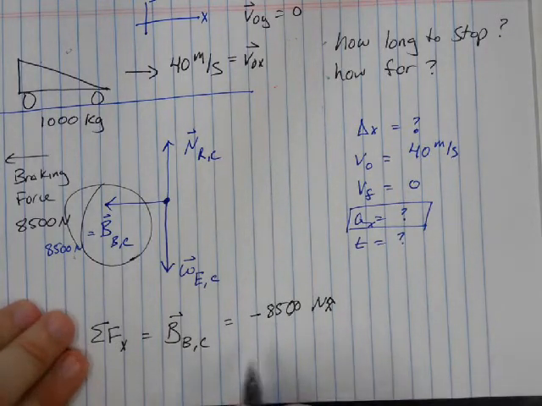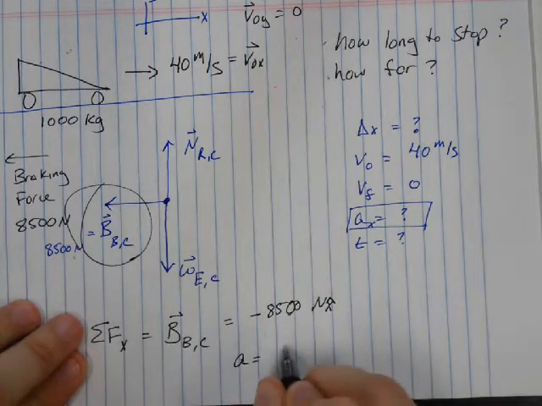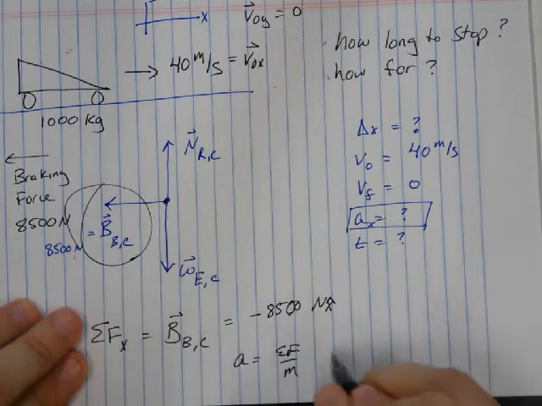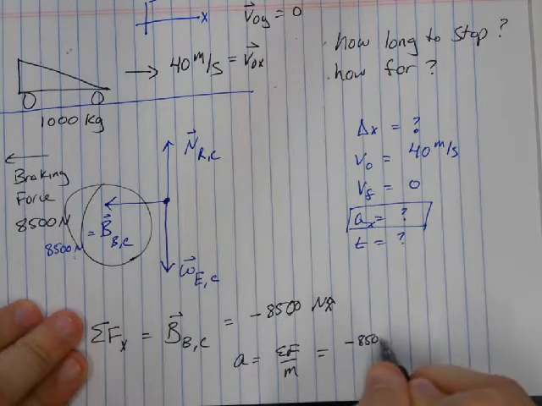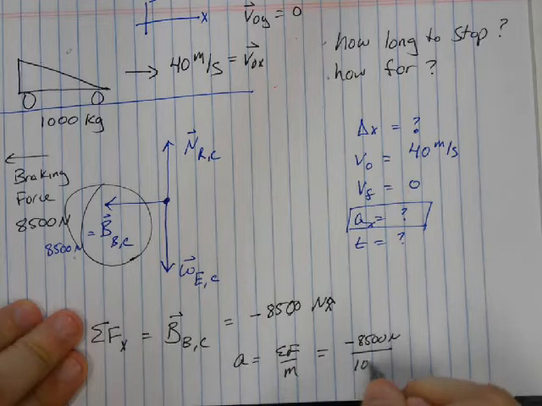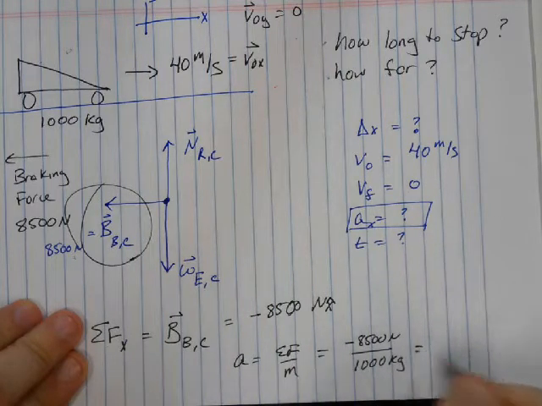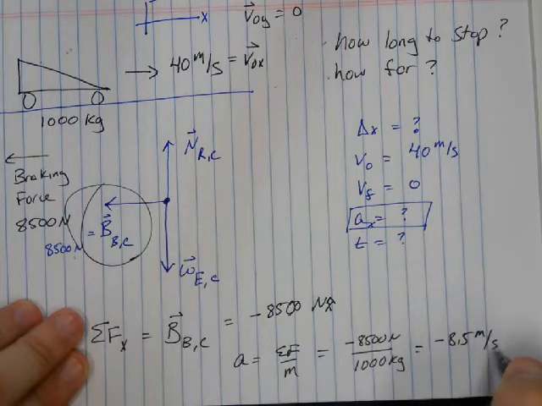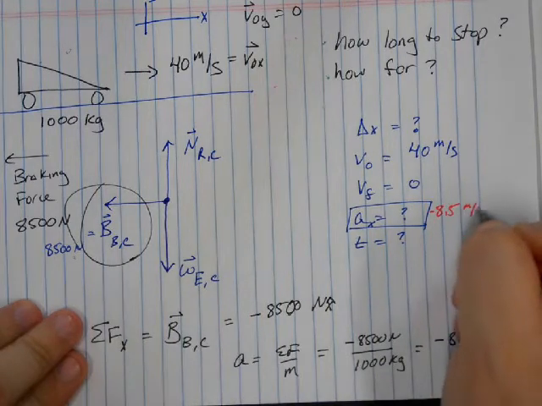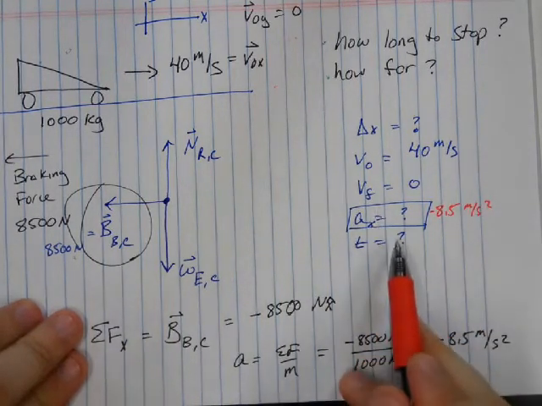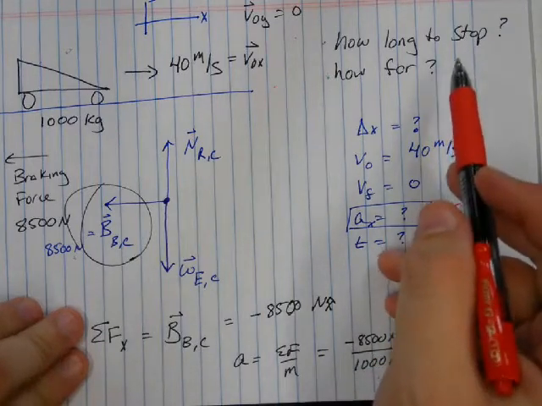So now we can write the acceleration is the sum of forces over the mass. And the sum of the forces is this 8,500 newtons over 1,000 kilograms, and that is minus 8.5 meters per second squared. And now we can put that into this, minus 8.5 meters per second squared, and now we can get everything else we need. Now we can get how long it takes to stop and how far.